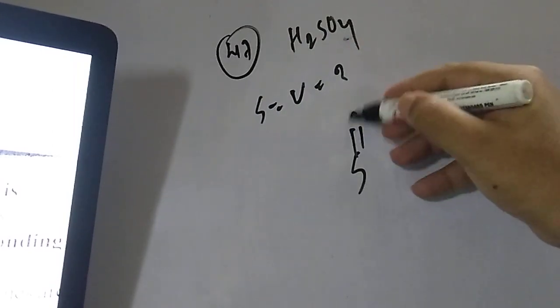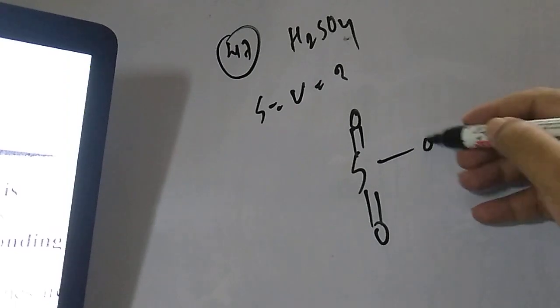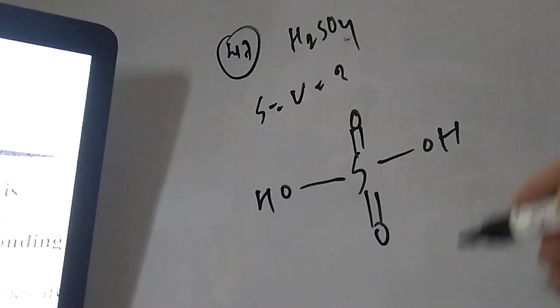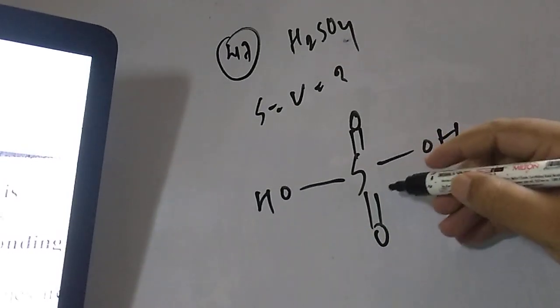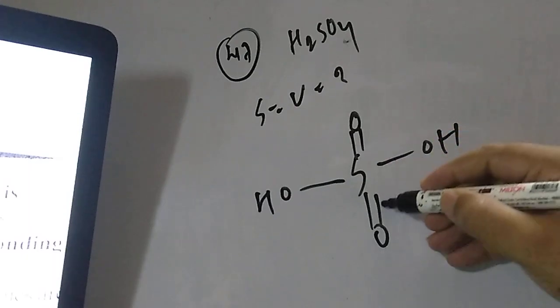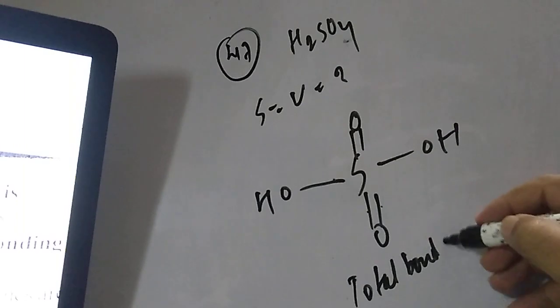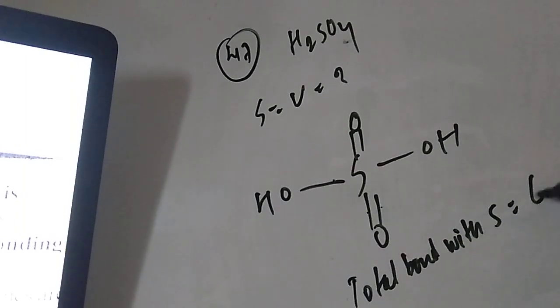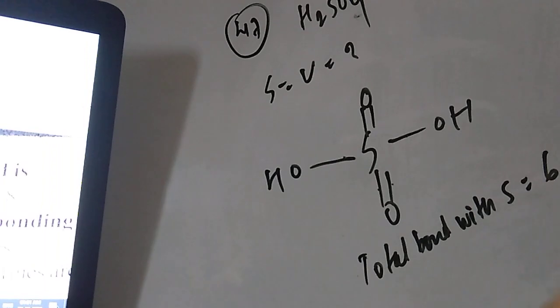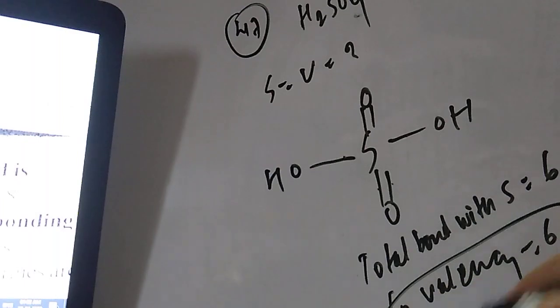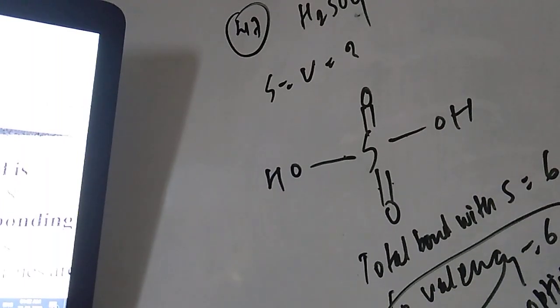So firstly you draw the structure of sulfur here, student, and here is OH, and this side also OH. This is the structure of sulfuric acid. Now you see, student, the total number of bonds with the sulfur. How many? 1 2 3 4 5 6. Total bonds with sulfur is 6. So if the total bonds are 6, the valency is equal to 6. So the correct option is option number 3.